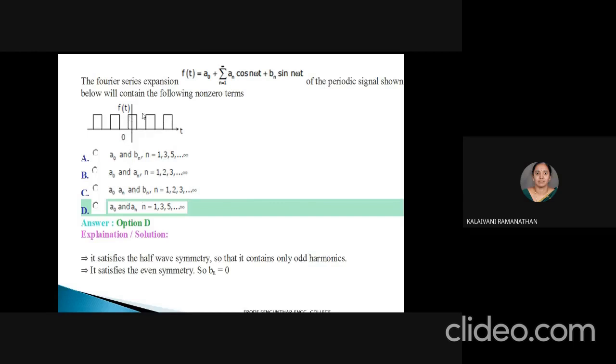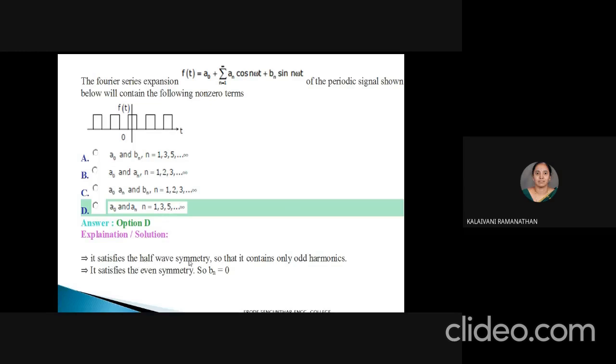In case this is a symmetrical signal with respect to the y-axis, you have to choose that Bn should be equal to 0. If you check the options, here only you have A0 and An. So you have to choose the D option, A0 and An, n equal to 1, 3, 5.